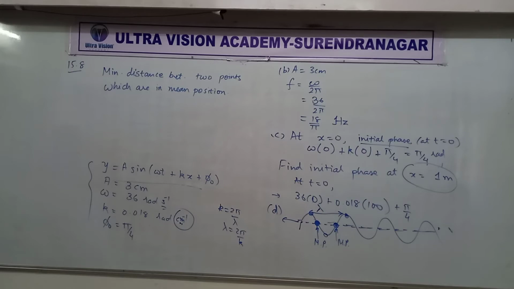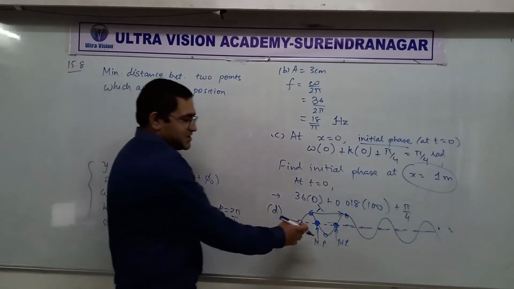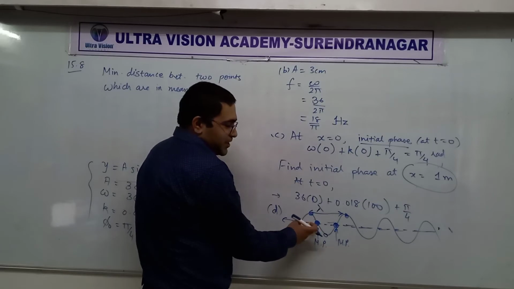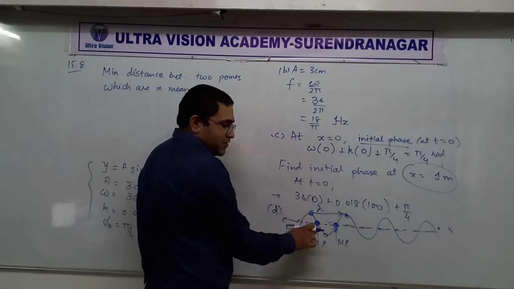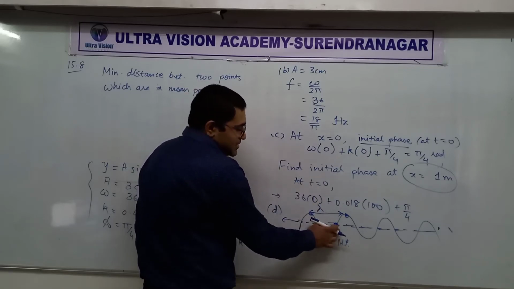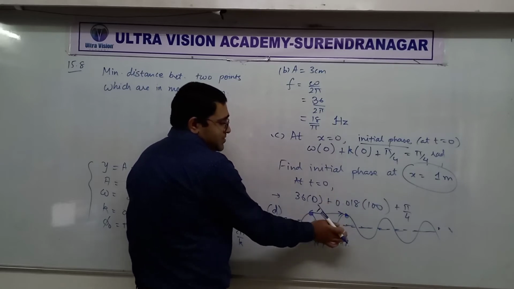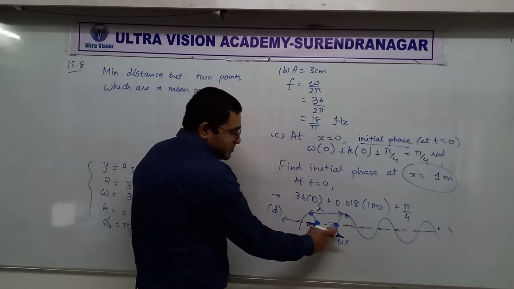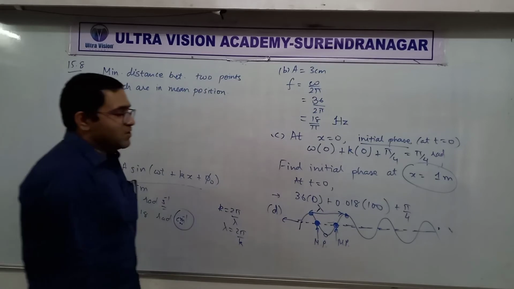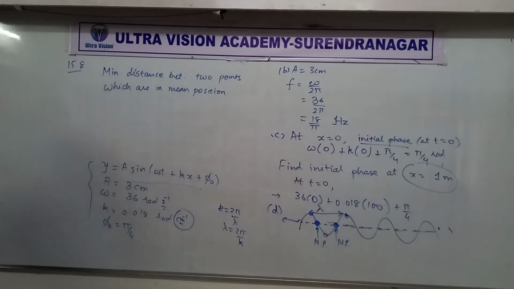I can't really believe if you haven't understood. It's fairly simple, isn't it? This point has neither gone up nor gone down. It is at the mean position. Similarly, this point has neither gone up nor down. It's at the mean position. So what's the distance between these two? What do you think?